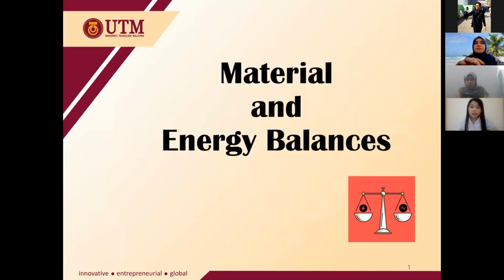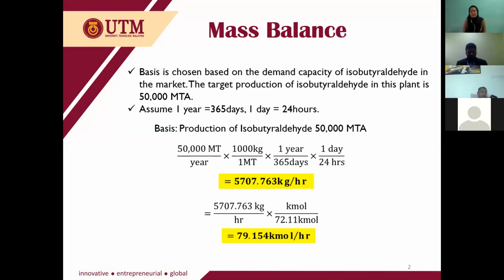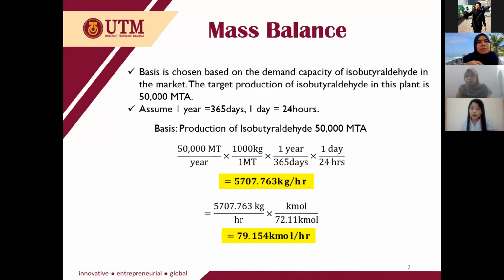Okay. Good afternoon to all panels. The next part I will present is the material and energy balance. The basis we've chosen for the calculation of mass balance is the demand capacity of isobutylaldehyde in the market. The target production of isobutylaldehyde in this plant is 50k metric tons per year. We assume that 1 year has 365 days and 1 day has 24 hours. So the basis of the production of isobutylaldehyde is equivalent to 5,707.763 kilogram per hour, which also equals 79.154 kilomole per hour of isobutylaldehyde.